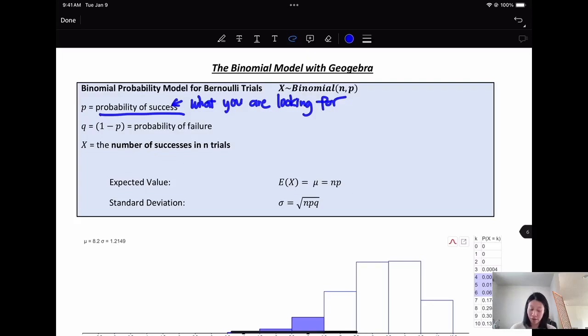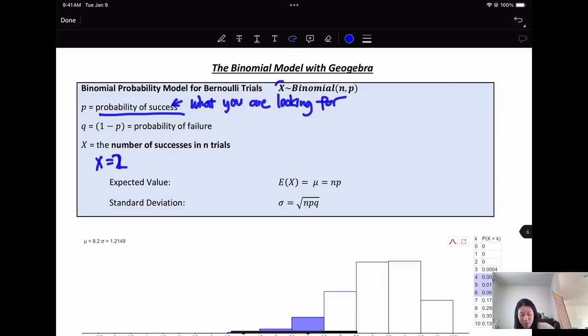Q is the probability of failure. So in this case, failure means you didn't make the free throw. So for her, the free throw success rate would be 82%. Q is 18%. X is the number of successes in the trials. For example, she throws it 4 times. So she made 4 trials, right? But only 1 success. She only made 1 free throw. So that means our X is equal to 1. If she made 2 free throws in 4 trials, then X equals 2.